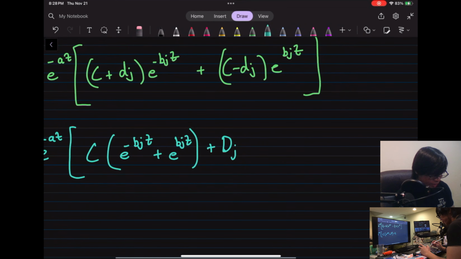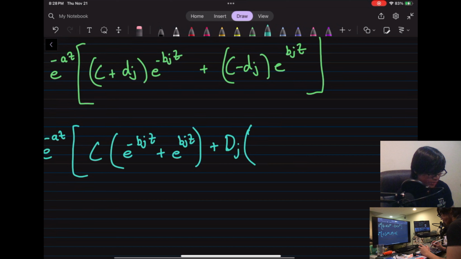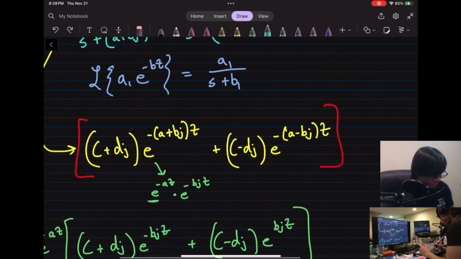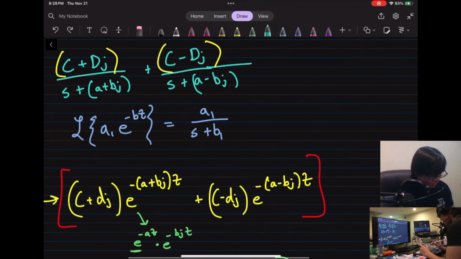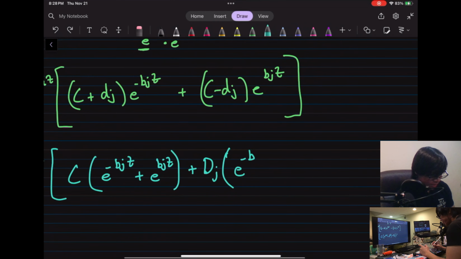So Dj, and we want to do plus and minus, so Dj e to the negative bjt. I don't know why I said b1. It's just b, right? So that's negative bjt, and then the positive bjt.